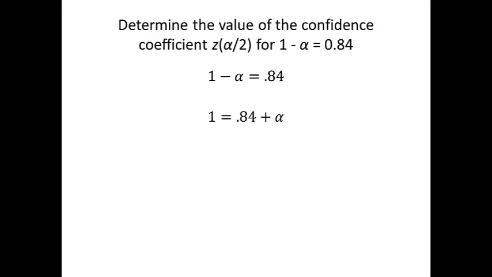Then to get alpha by itself, I'm going to subtract 0.84. That'll give me 0.16 equals alpha. Then dividing both sides by 2, that'll mean alpha over 2 equals 0.08.